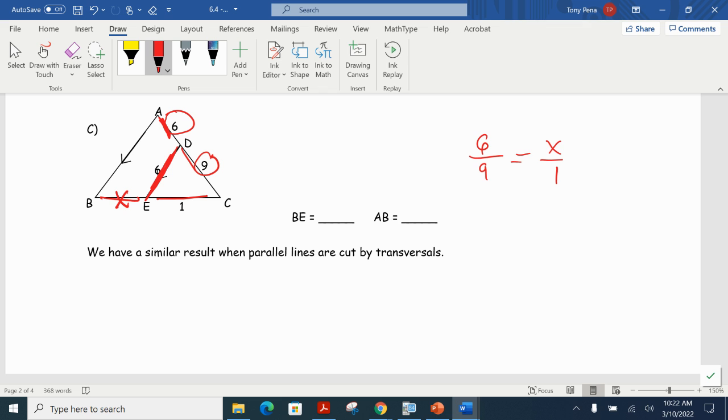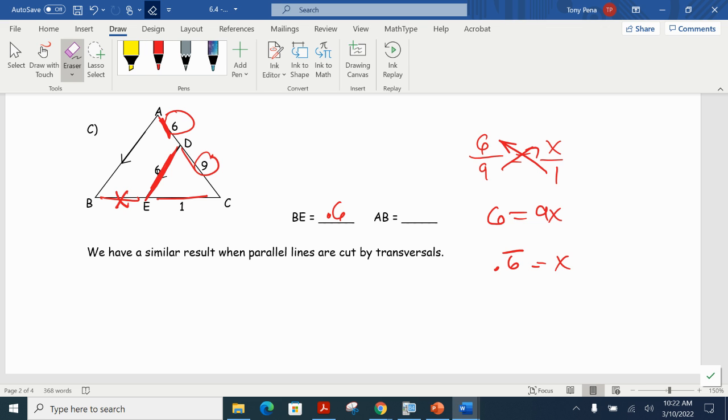I saw a lot of 9 over 6 equals 1 over x. That's also fine, that's the same exact thing. So when we crisscross this, you're going to get 6 is equal to 9x. You won't like this number again, but that's okay. That is your answer, 0.6 repeating.